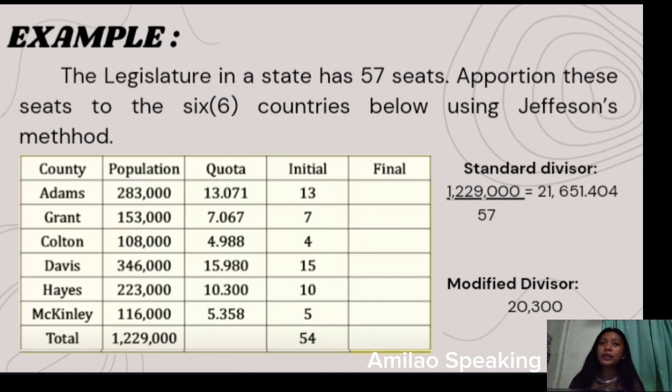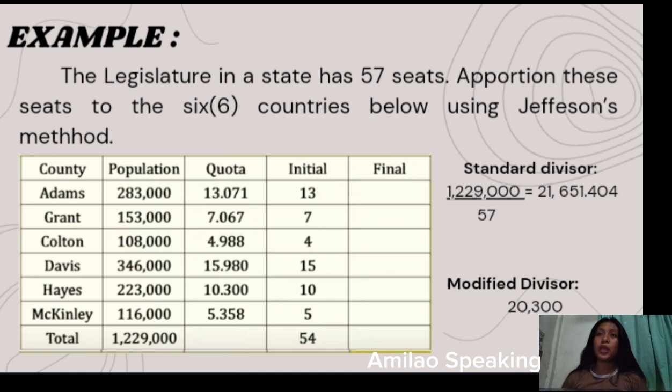So that's why the modified divisor came up, since the initial total is 57, since 13 plus 7 plus 5 plus 17 plus 10 plus 5 is 57. So there are 57 seats in the legislature. So the final allocation is 13, 7, 5, 17, 10, and 5. So, that's my part, and thank you, good day everyone, especially to you, Ma'am K.